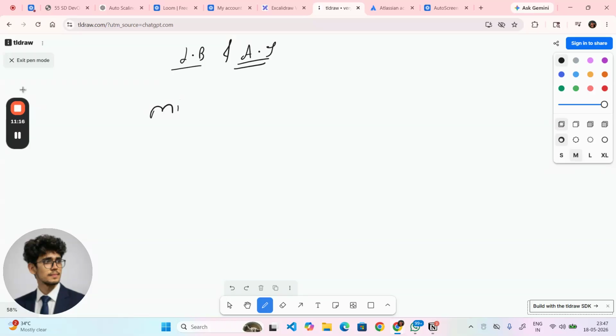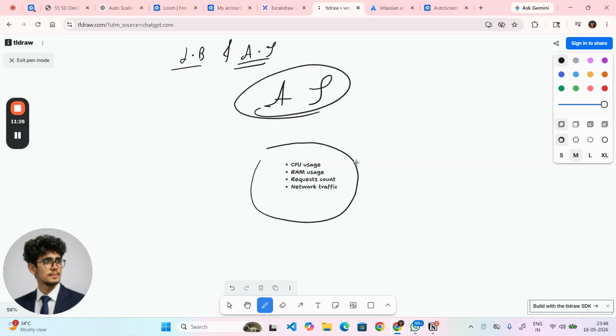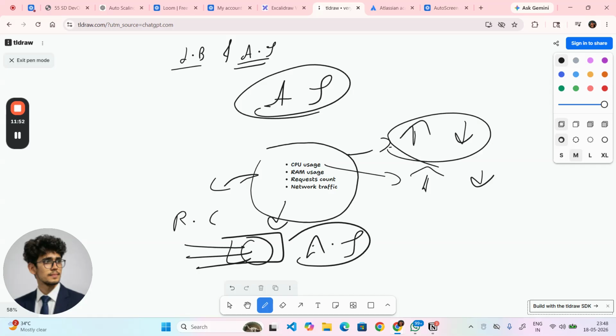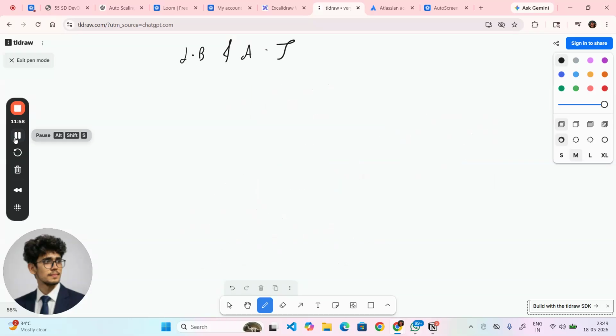These things will be very easy. You need to understand them in the proper way. You need to keep in mind when you are going to use auto scaling. There are 4 terms: CPU usage, increasing or decreasing; RAM, increasing or decreasing; request count; and network traffic. If your traffic is attacking one server, based on this also you are going to use auto scaling. So these 4 terms you need to keep in your mind, guys. Where we can use auto scaling.